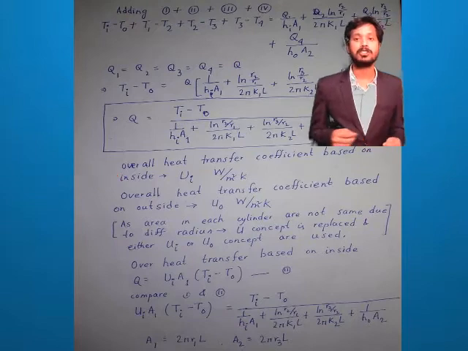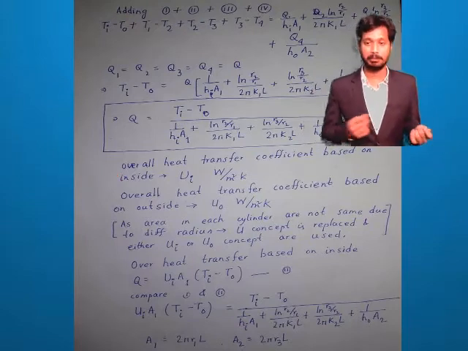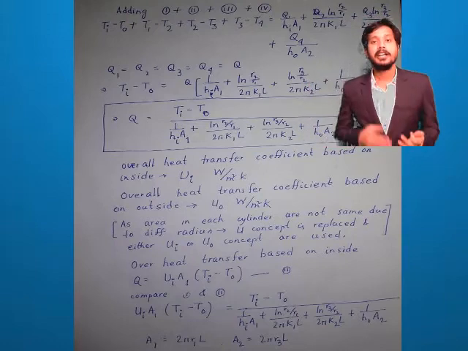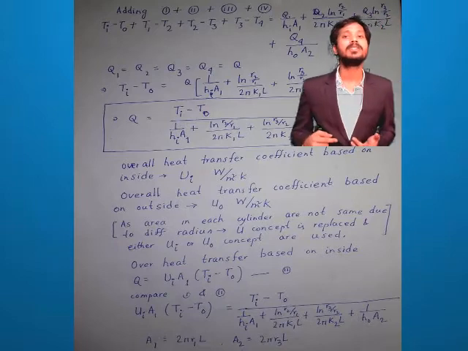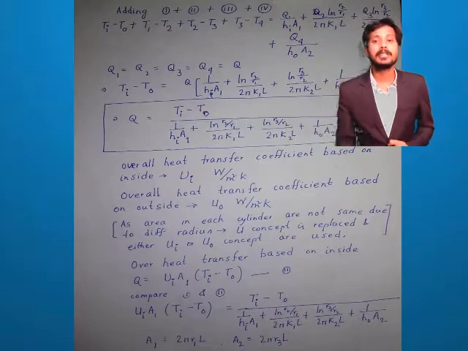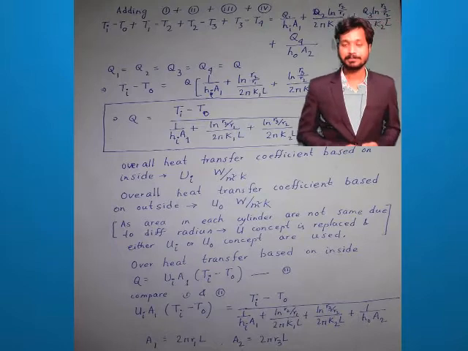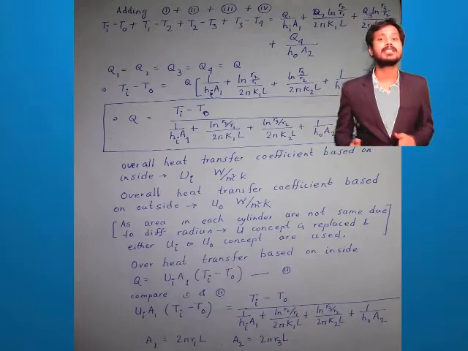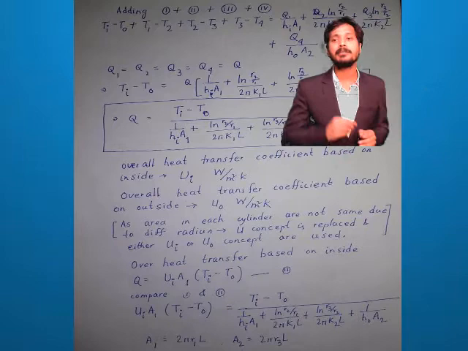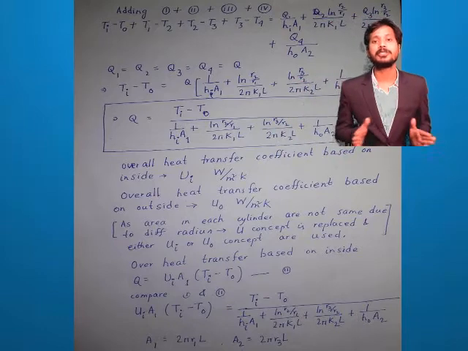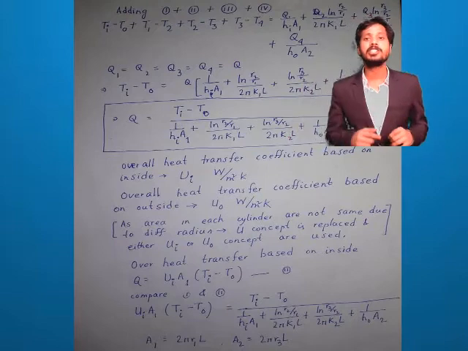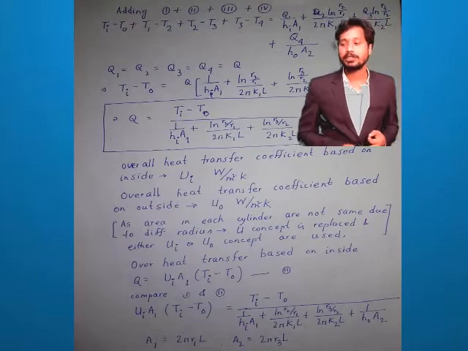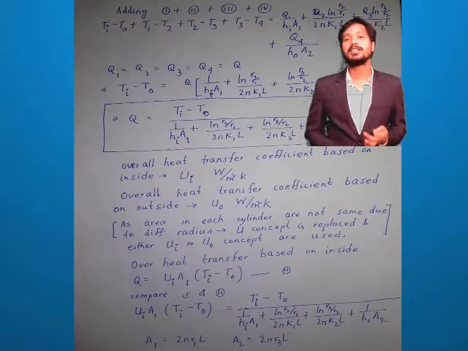So if I calculate the overall heat transfer coefficient based on inside, then we can write the heat transfer Q equals Ui, based on inside, multiplied with the area. We have to take the inside area, that means A1, multiplied with the potential difference, which will be the same, Ti minus T naught, the overall potential difference. Only the change you are making here is that in place of U, you take this value of Ui. So finally we get Ui into A1 into Ti minus T naught.